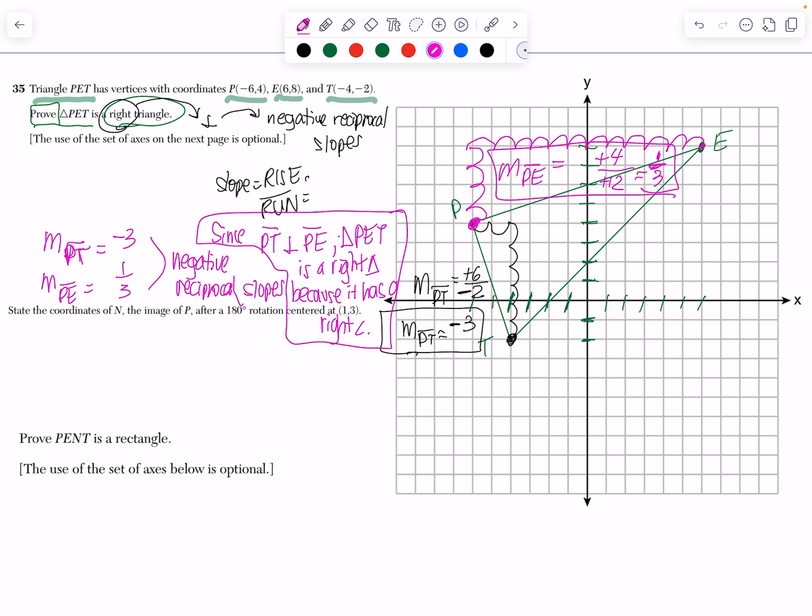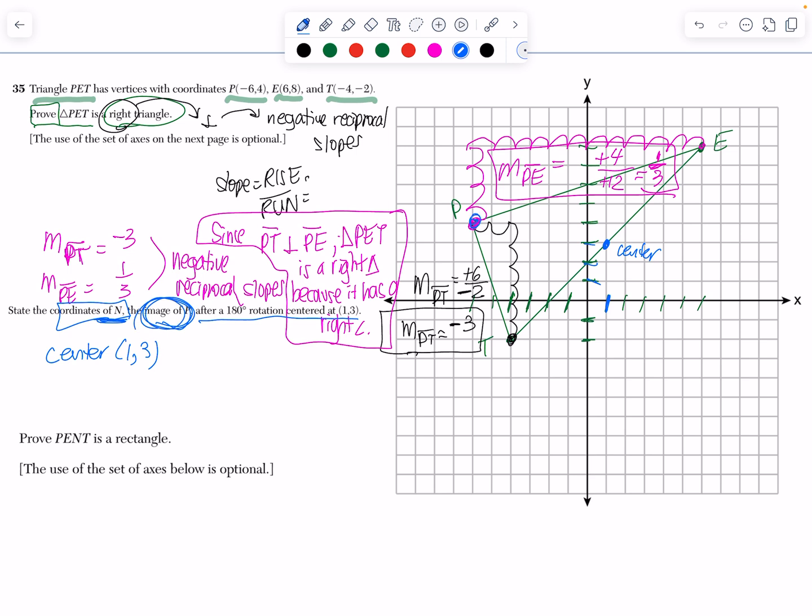Okay, now in the next part of the question, it says state the coordinates of N, the image of P after a 180-degree rotation centered at (1, 3). So let's go ahead and graph the center at (1, 3). And this is center: 1, and 1, 2, 3. So this is the center. And then here, we want to state the coordinates of N, the image of P.